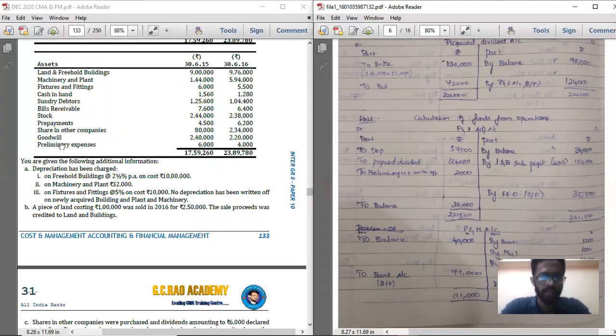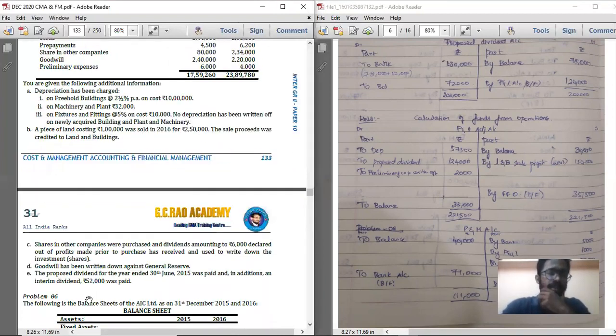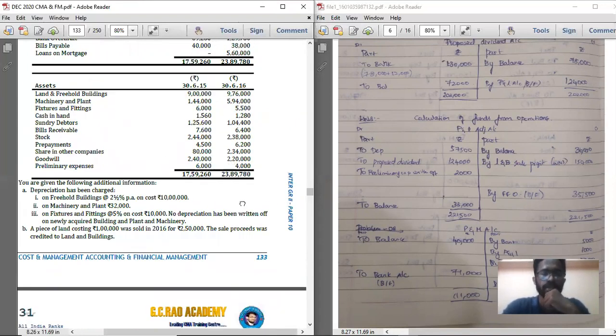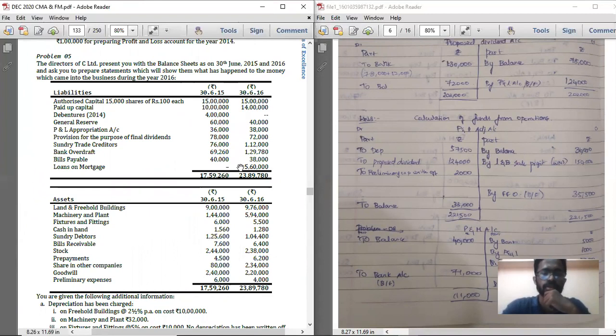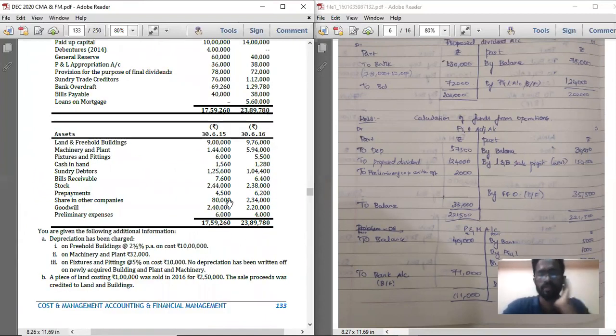Shares in other companies we did. Goodwill, there is some goodwill written off. So there is a reduction in goodwill, but what they have told is that the reduction in goodwill is against general reserve. The reduction in goodwill is 20,000, and general reserve utilized is 20,000. So both are knocked off, and in P&L account there is no adjustment.